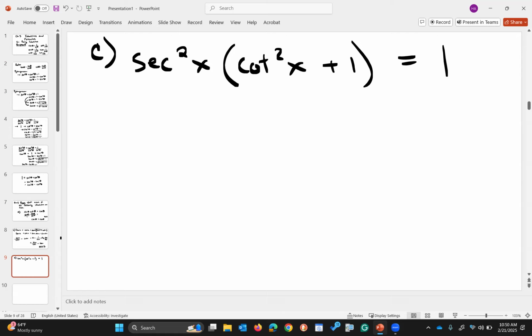I think it's better than that. Based upon what we just learned about B, what should we do first? Probably distribute the secant squared x to both sides and then see what happens.